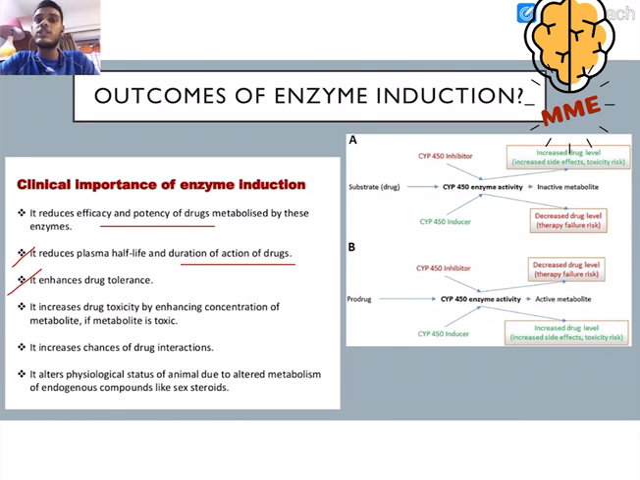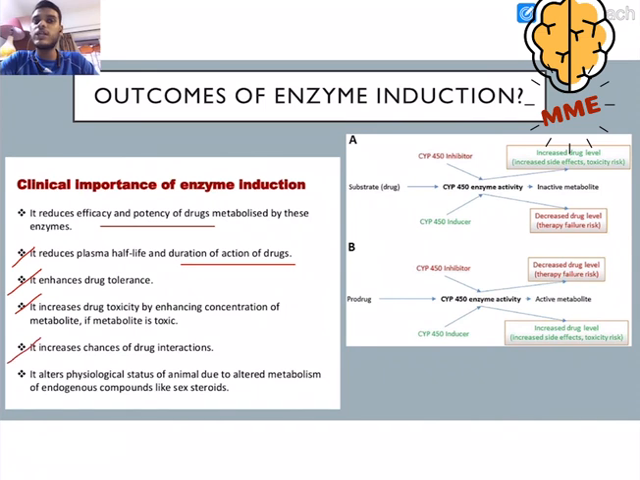Moreover, it will also increase drug toxicity, right? Why will this be so? Because these drugs will undergo metabolism so quickly, the metabolites, or the products of metabolism of these particular drugs, will start accumulating within our bodies, and these metabolites can be severely toxic, and hence will cause drug toxicity.